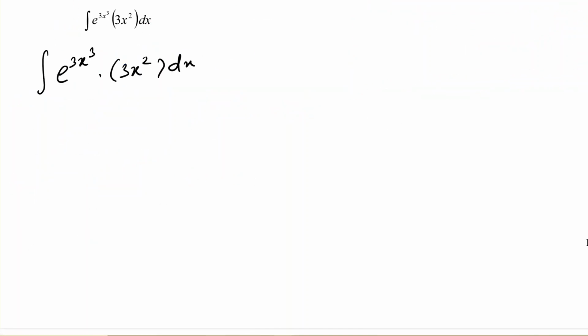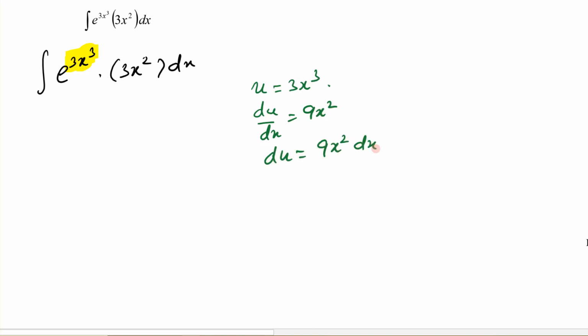So in this example, we have e raised to power 3x cubed times 3x squared dx. So our power is 3x cubed. If we think about it, u is equal to 3x cubed, so du over dx is 9x squared. It means the differential of the function is 9x squared dx, and we have 3x squared dx here. So can we make 9? Yes. In order to make 9, we need to multiply by 3 here, and in order to balance that, we need to divide by 3.